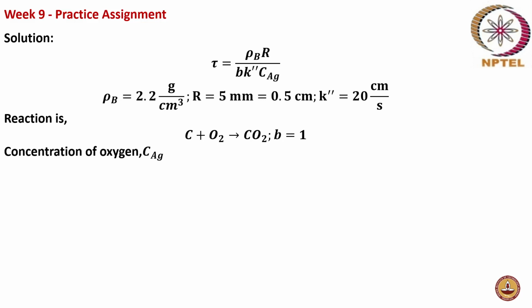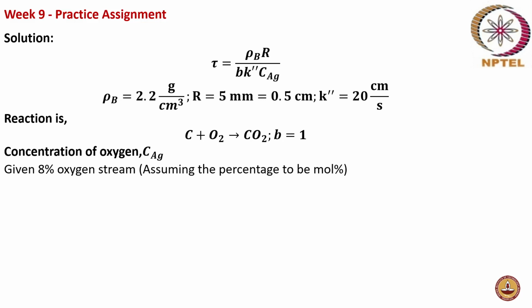Now, the next step is to find the concentration of oxygen, CAG. They have given that the oxygen stream is 8%. Okay, an 8% oxygen stream is reacting with the graphite particles. We have to assume the given percent, since they have not said whether it is 8 mole percent, 8 weight percent or 8 volume percent. So let us assume that the percentage given is mole percent.